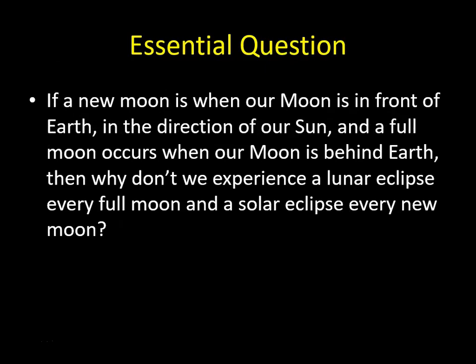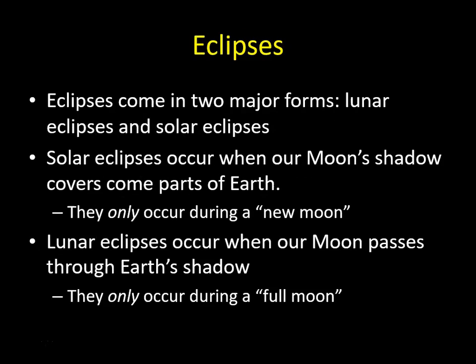Now, essential question. If a new moon is when our moon's in front of Earth, in the direction of the sun, and a full moon occurs when our moon's behind Earth, why don't we experience a lunar eclipse every full moon and a solar eclipse every new moon? I mean, solar eclipses especially get a lot of news, and typically they only happen twice a year. So why is that? Why don't they happen 12 times a year, once per month? And the reason has to do with the fact that our moon's orbit around Earth is tilted, and we're about to get to that. But this leads to the discussion of eclipses.